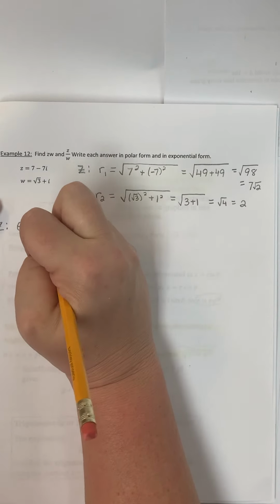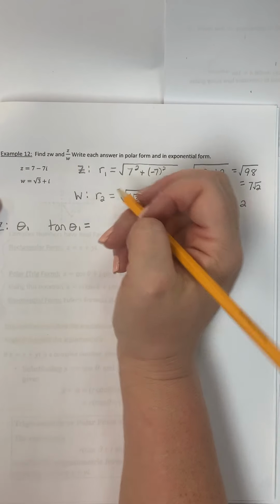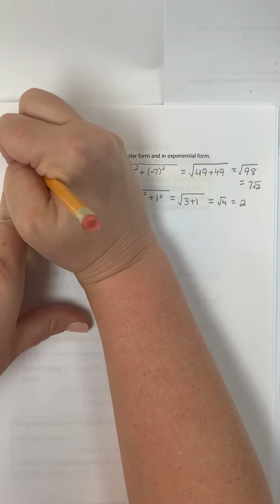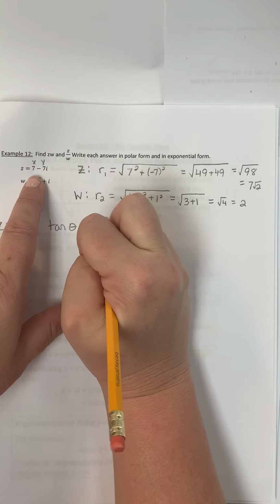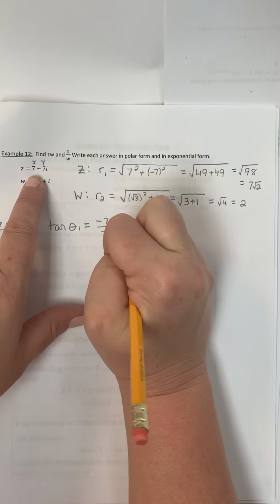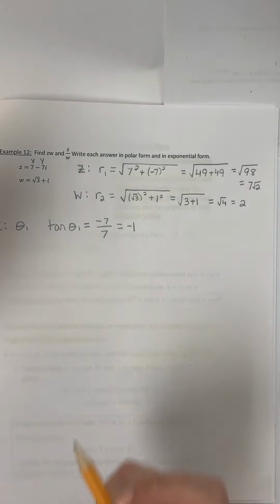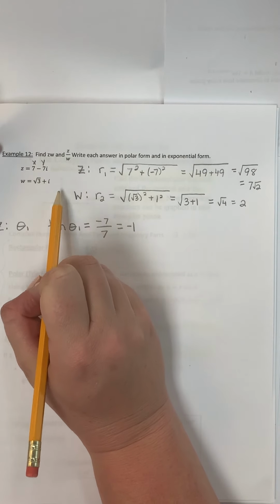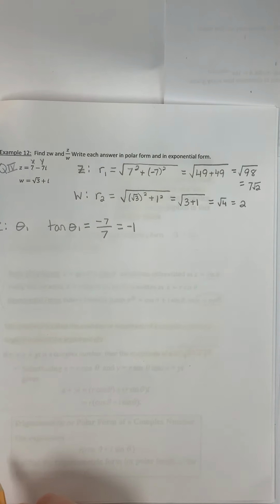So tan of theta 1 is going to be, we better go over here and write this. x is 7, y is negative 7. So y over x, negative 1. You know what we didn't do is take into account the quadrant that each one of these is in. What quadrant is z going to be in? We have a positive 7 and then a negative 7. This is quadrant 4 for z.